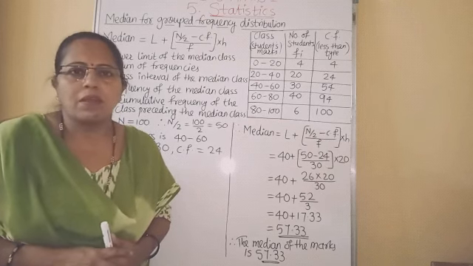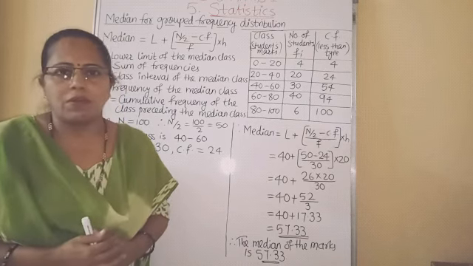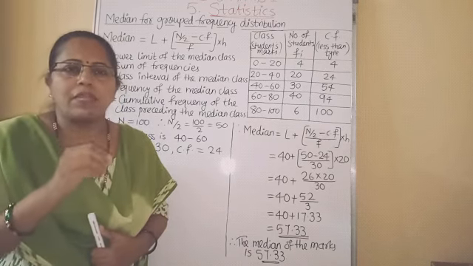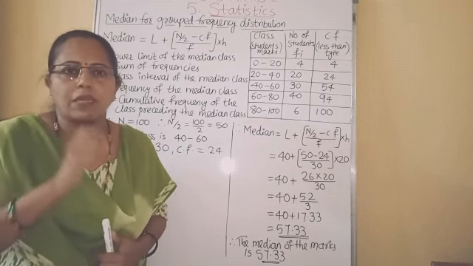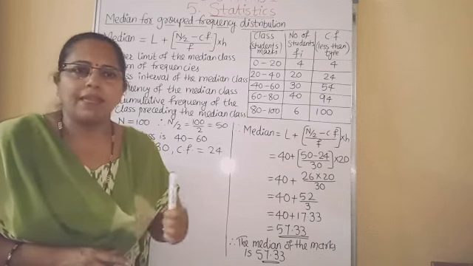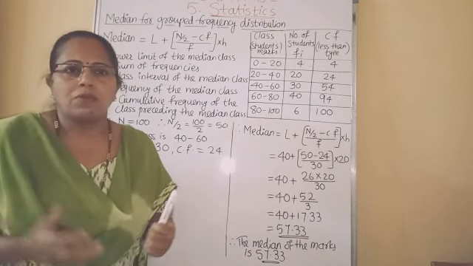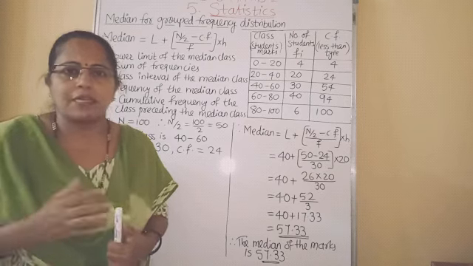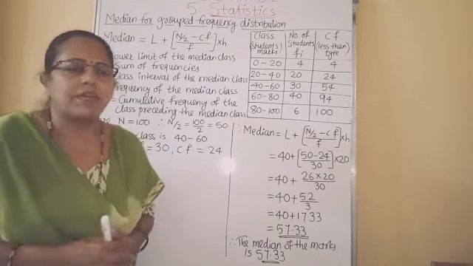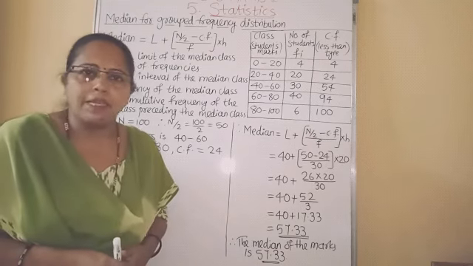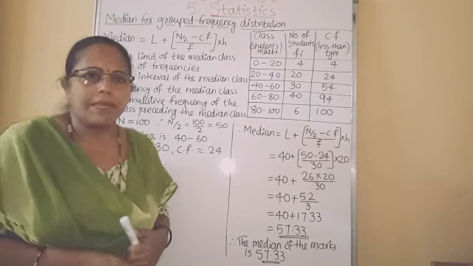So what is the median? If you arrange the data in either ascending or descending order, the score which exactly divides the data into two equal parts is called the median of that data. If the data is too long, it is not possible for us to arrange it in ascending or descending order. So we make a grouped frequency table and find the median of that data. We have a formula to calculate the median.